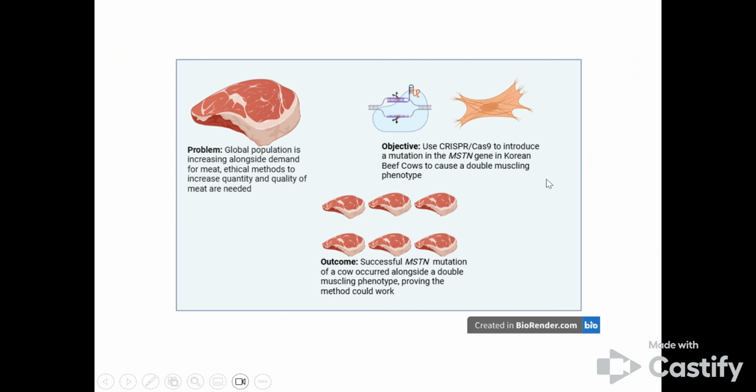And then looking at the graphical abstract, the problem, again, that the authors were attempting to solve is increased meat demand as global population increases the need for a greater quantity and quality of meat. So the objective was to prove the concept of using CRISPR-Cas9 to induce a beneficial mutation in the myostatin gene in Korean beef cows to cause a double muscling phenotype, leading to more steak. Successful myostatin mutation of a cow occurred alongside a double muscling phenotype, proving the method could work.